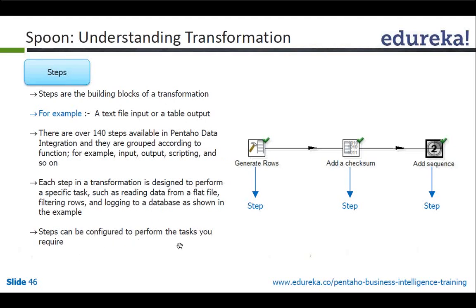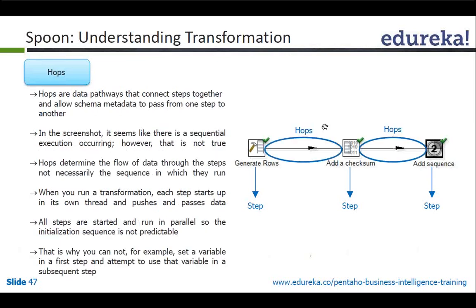So steps can be configured to perform the tasks you require. These connectors are known as hops. Each hop has source and target. So as the arrow direction indicates flow, the data is flowing from generate rows to checksum for this first hop.